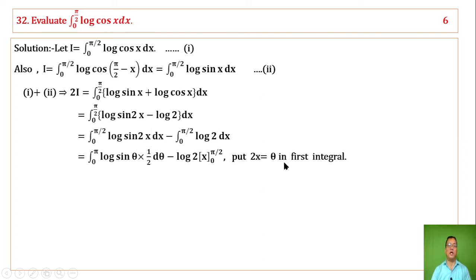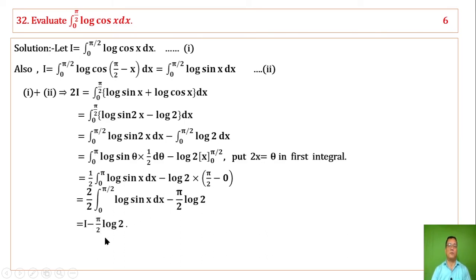Twice x to theta, putting this, we get this half common log, limit change. Simplify to I minus this. I on both sides, log 2 cross some C value, we find the I value.